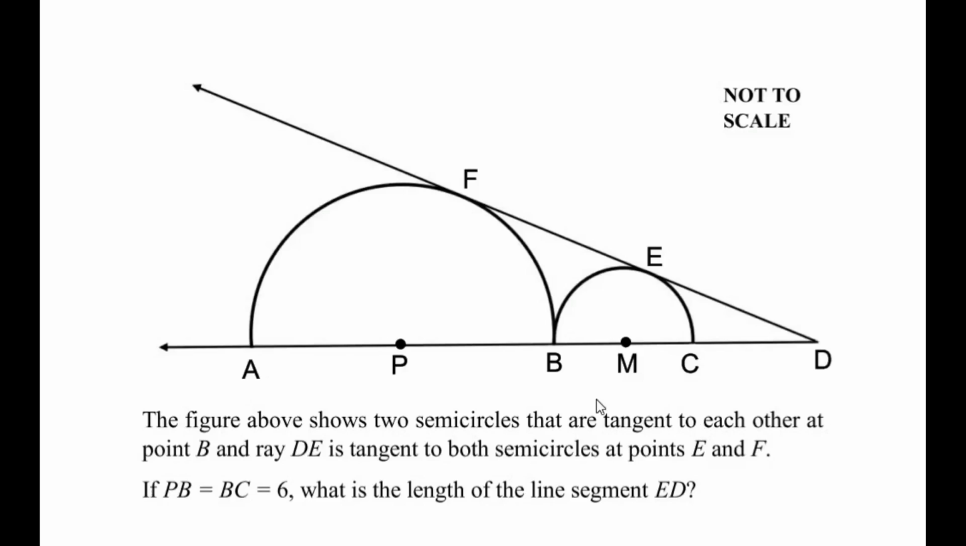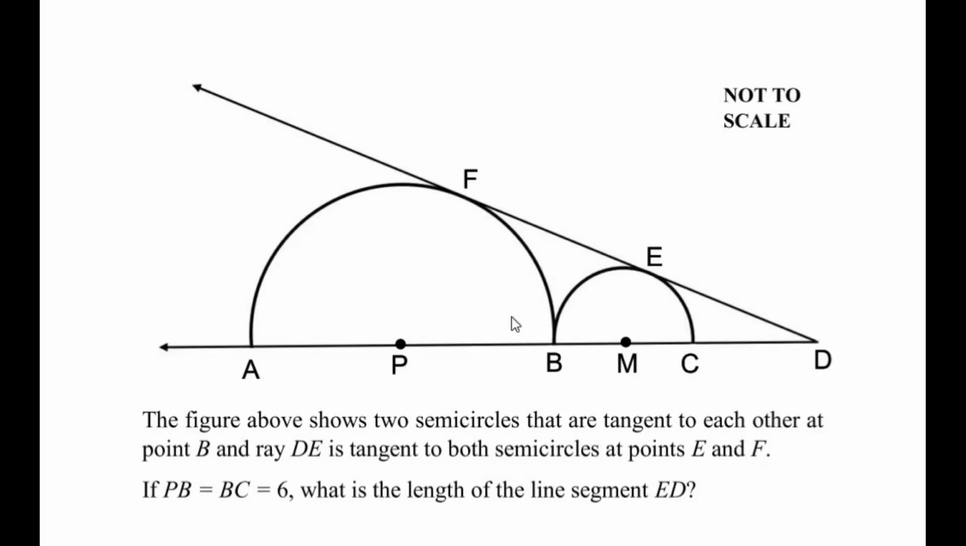In this video we are going to solve an example from geometry. The figure above shows two semicircles that are tangent to each other at point B. And ray DE is a tangent to both the semicircles at points E and F. If the length of PB is equal to the length of BC is equal to 6 units, what is the length of the line segment ED?